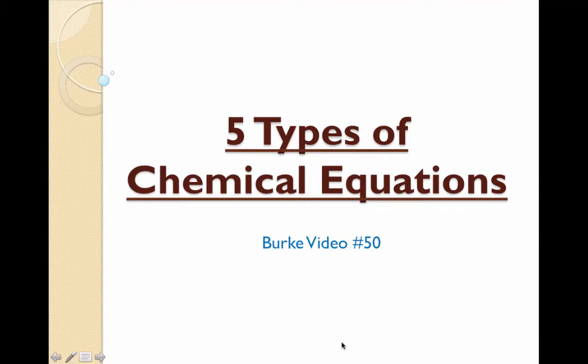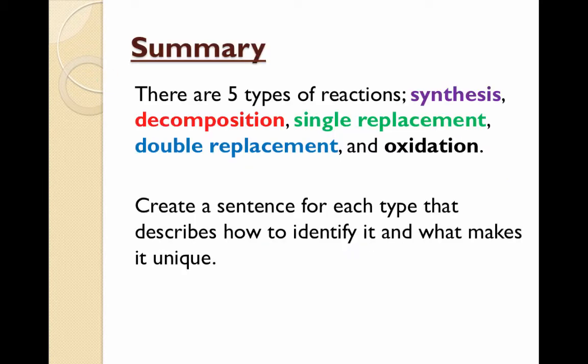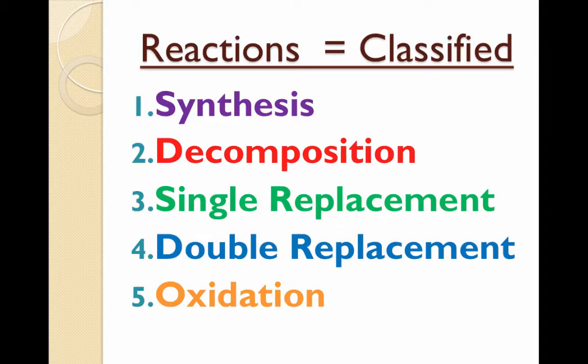Types of chemical equations that I want to teach you how to identify, and this is video number 50. Summary at the beginning. There are 5 types I'm going to teach you: synthesis, decomp, single replacement, double replacement, and oxidation. I'm going to want you to create a sentence for each type and describe how to identify it and what makes it unique. So here are those 5 reactions that I'm going to teach you how to classify.